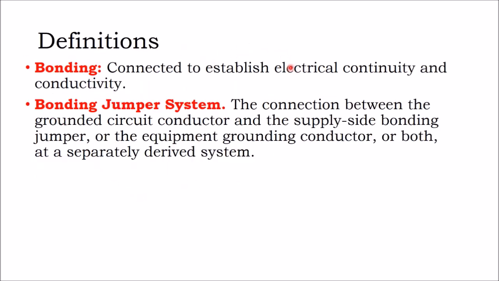Bonding: connected to establish electrical continuity and conductivity. The bonding jumper system is the connection between the grounded circuit conductor and the supply side bonding jumper, or the equipment ground conductor, or both at a separately derived system. Okay, bonding is electrical continuity.